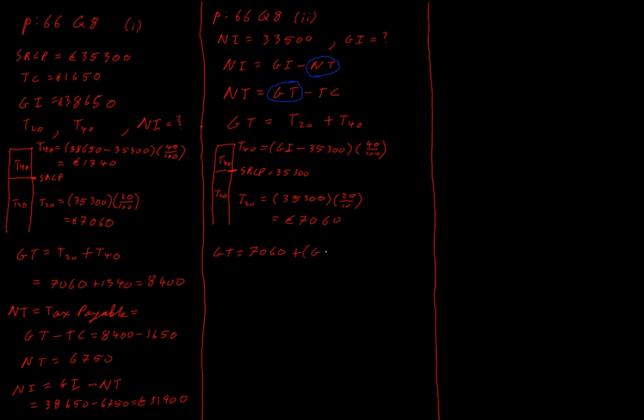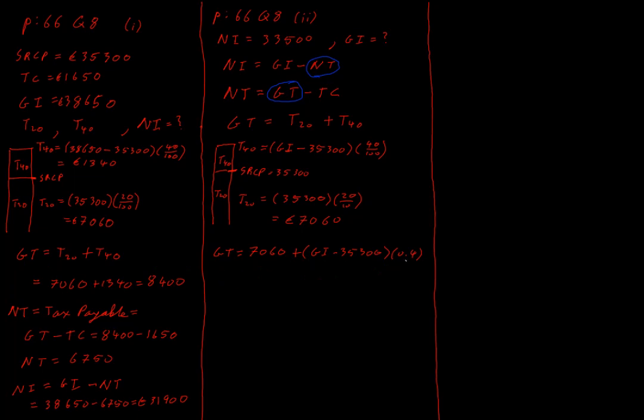which is my gross income, minus 35,300, and 40 over 100 I'm going to write as 0.4. So this is my tax at 20% plus my tax at 40% adds up to my gross tax, exactly the same as I had in this question here. I just don't know my gross income, so I have to write it in this algebraic form.